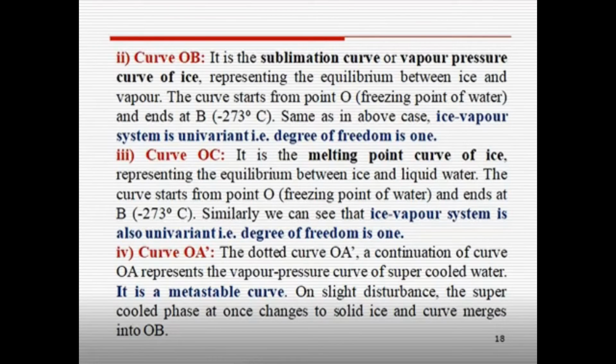Next is curve O dash, which is a metastable curve, and it is a continuation curve of OA. It represents the vapor pressure curve of supercooled water. Why is it a metastable curve? Because on slight disturbance, that is on slight change of conditions, the supercooled phase at once changes to solid ice and the curve merges into OB.